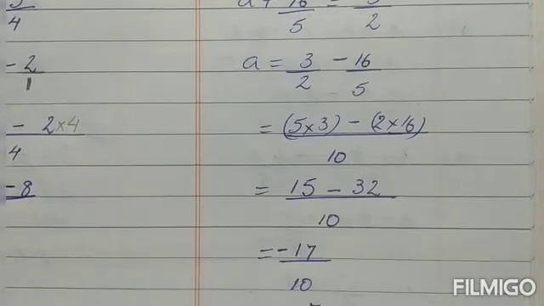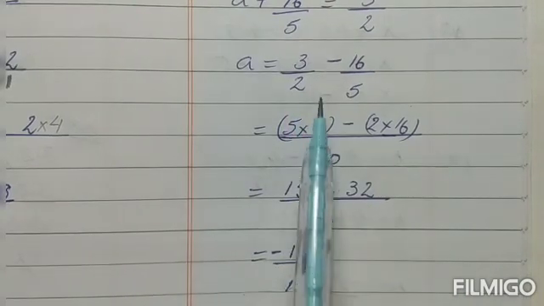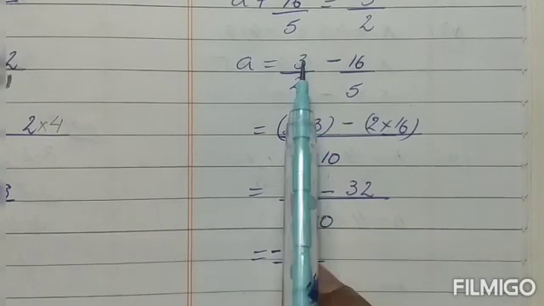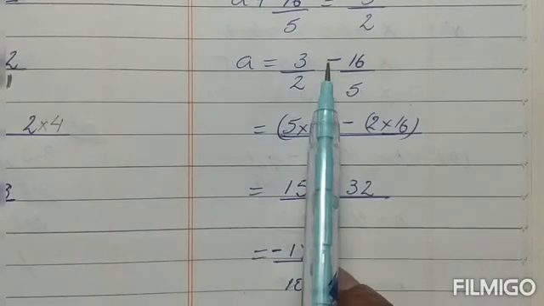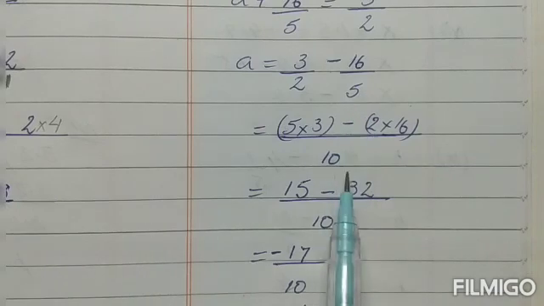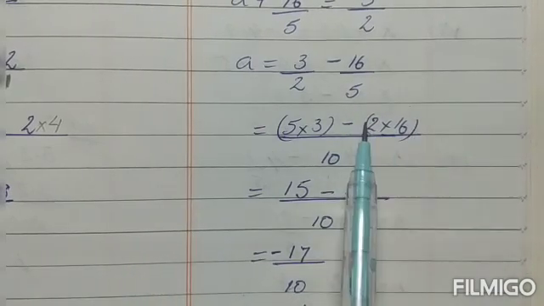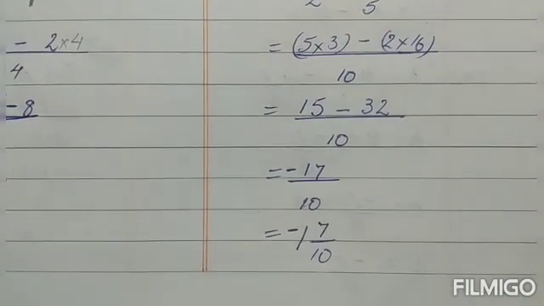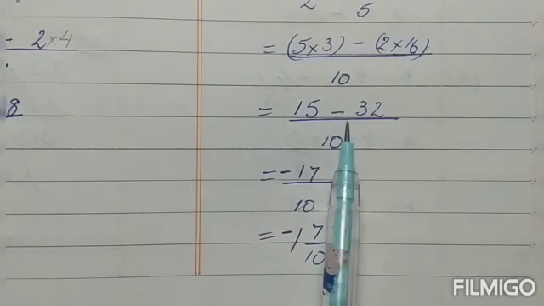Now again, what you will do, you will have to take the LCM of 2 and 5, which is 10. 2 goes in 10 how many times, children? 5 times. 5 into the numerator, that is 3. Now I've put it inside a bracket so that you don't get confused with this minus sign. Now the minus sign here, 5 will divide 10 how many times? 2 times. So 2 into 16. Again put it inside a bracket. 15 minus 32 upon 10. Now do the subtraction, children, because plus minus is again subtraction to be done.